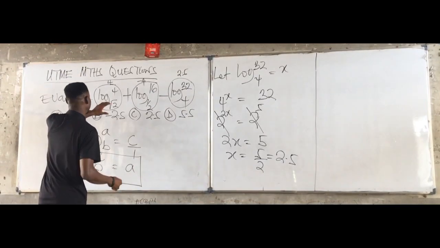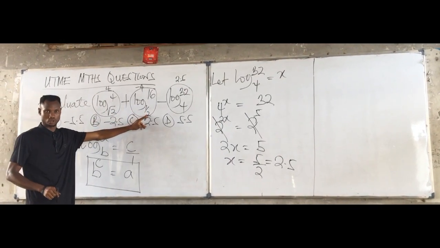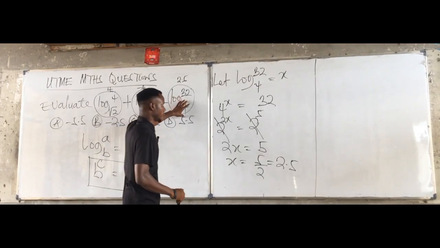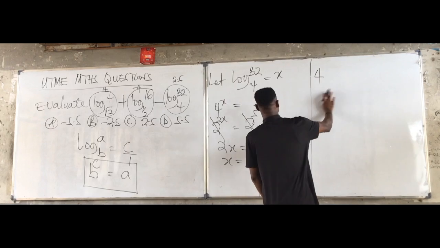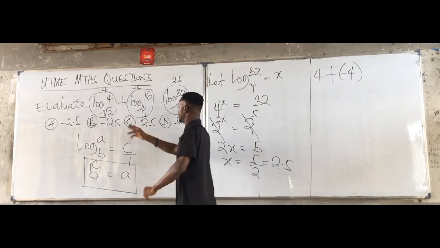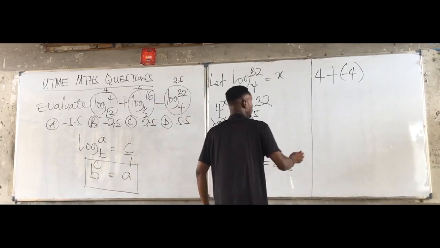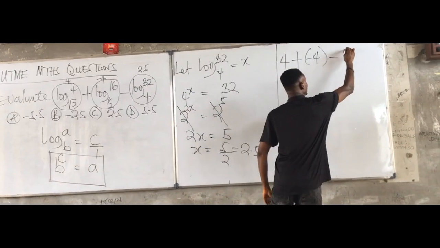We have all converted this guy. We only do this when the bases are not the same. Please take note. We have all converted this guy to a number here. So now let's solve. This is going to be 4 plus or minus 4. The plus is as a result of this here. Minus is from the answer here. Minus, what is the answer to this?